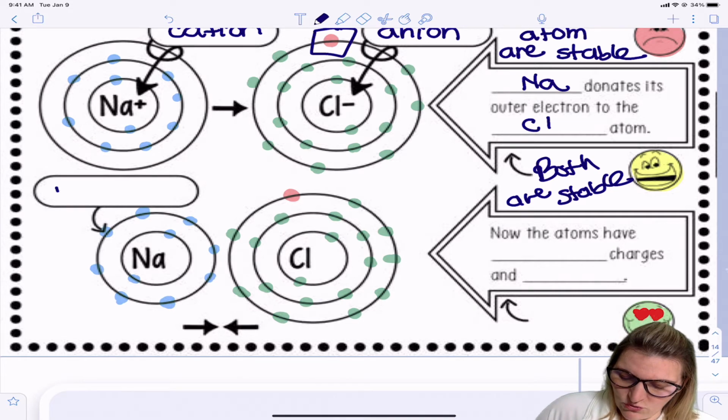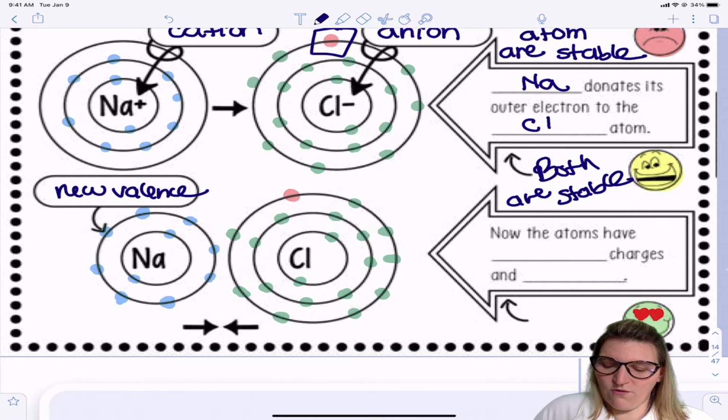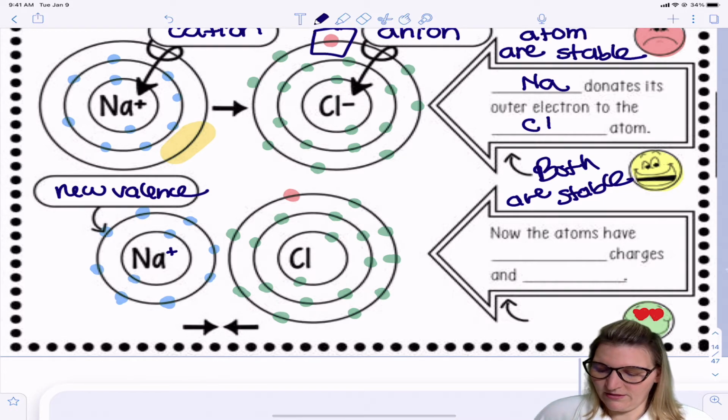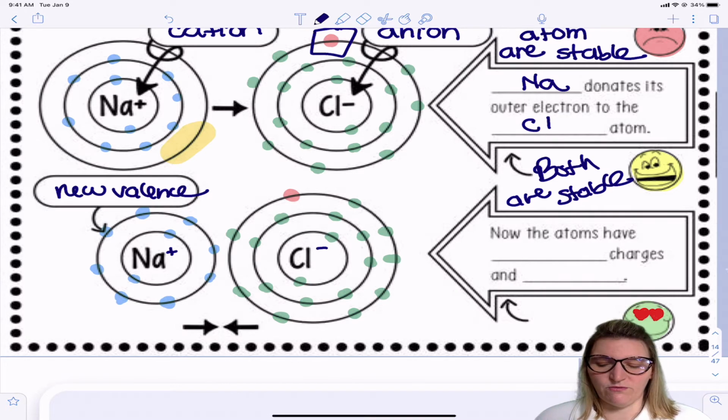Sodium now has a new valence energy level. Before, right, that third energy level was its valence energy level. Now it has no electrons in that third energy level, so its second energy level becomes its valence energy level. So its valence energy level is full. The chlorine valence energy level is full.